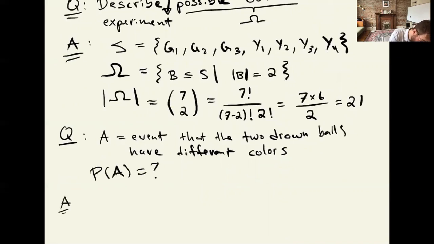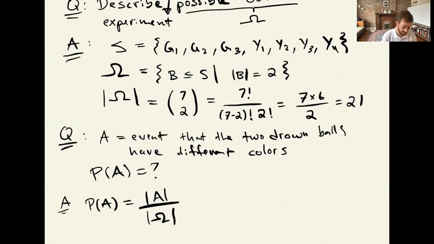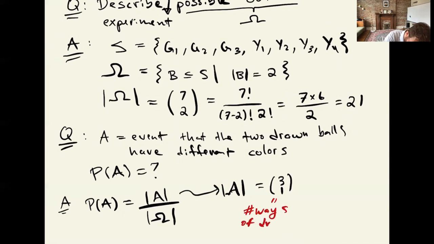Well, the answer then is I need to take the probability of A is equal to the number of ways in which A can occur divided by the number of total possible outcomes, which we just calculated above was 21. So what do we get here? Well, to figure out this, we need to first draw a green ball, and then we need to draw a yellow ball. So how many ways are there of drawing a green ball? Well, there are 3 choose 1 ways of drawing the green ball. So this is our number of ways of drawing 1 green.